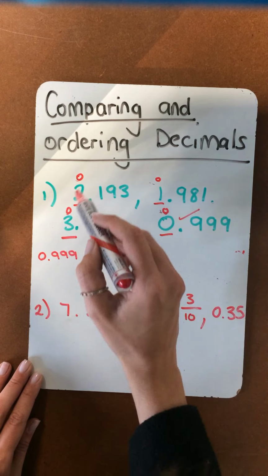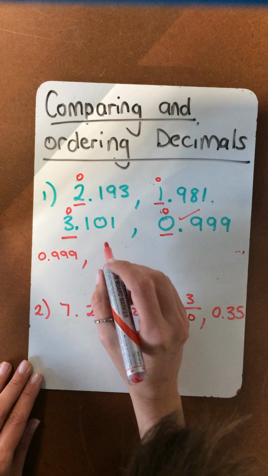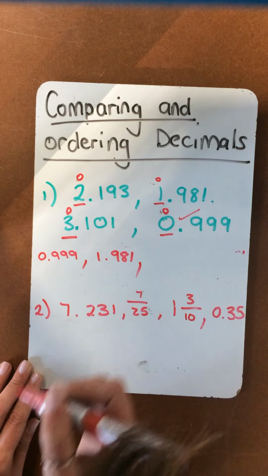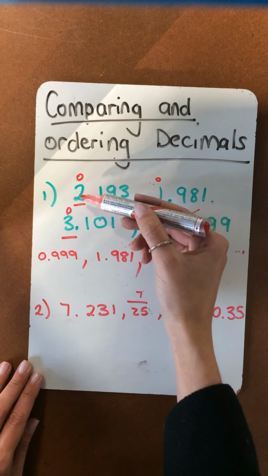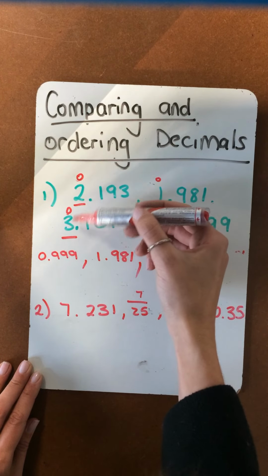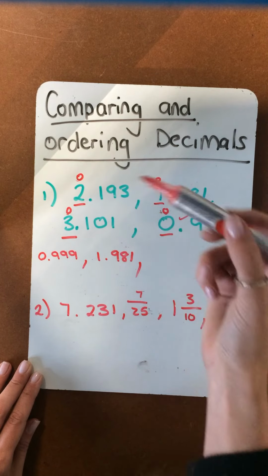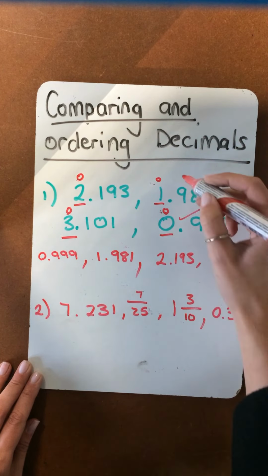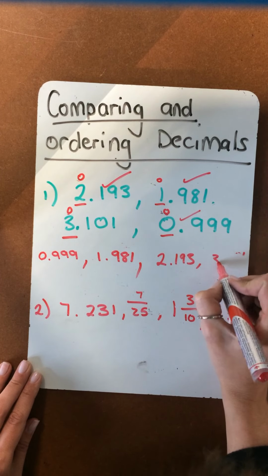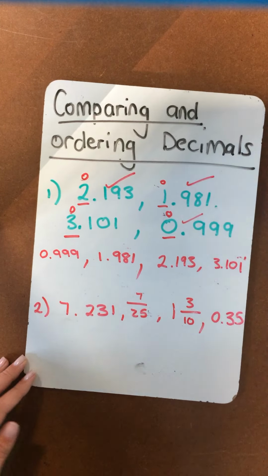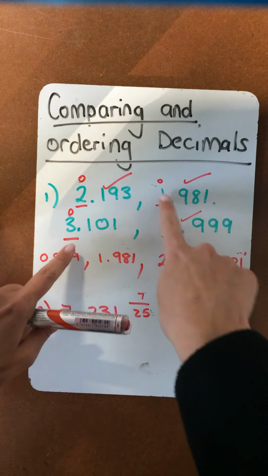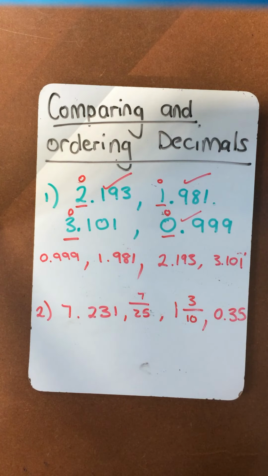Right, so I've used this decimal. Then I have 1, 3, and 2. 1 is the next biggest, so I'm going to say 1.981 next. Then I'm going to move on to number 2, because 2 is smaller than 3. So I'm going to say 2.193, and that means the last one is 3.101. And that is how I'm going to order my decimals from smallest to biggest using the ones column first.